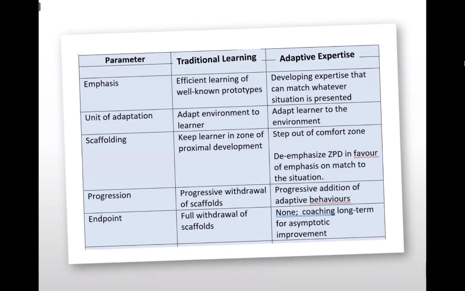So what I'd like to finish on in the next couple of slides is just again summarizing how we think differently about learning in an adaptive expertise context compared to traditional learning. In traditional learning, we lay out well-known prototypes and we want you to be more like those. Whereas in adaptive expertise, what we're saying is that there are many contexts out there, and we want you to be able to develop an expertise that can match whatever the situation is that is presented. So it's about your match to the situation as opposed to just you.